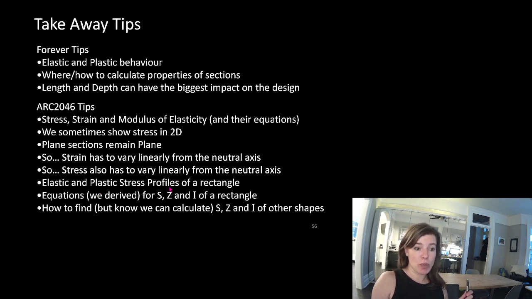Elastic and plastic stress profiles for a rectangle, we derived them. Equations, we derived for S, Z, and I of a rectangle. You can look up the other ones. You should know how to find them, but we could also calculate S, Z, and I of other shapes. So you could derive these for all the other shapes, but you don't have to. Rectangle is the only one you need to know. But you can look up all the rest. And even for some, you can look it up, even if they're a rectangle.